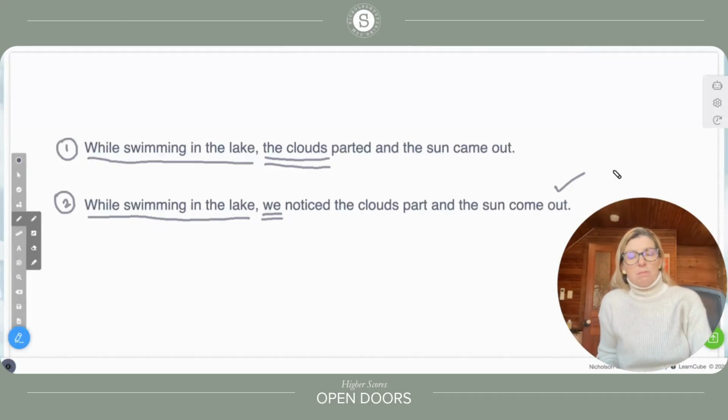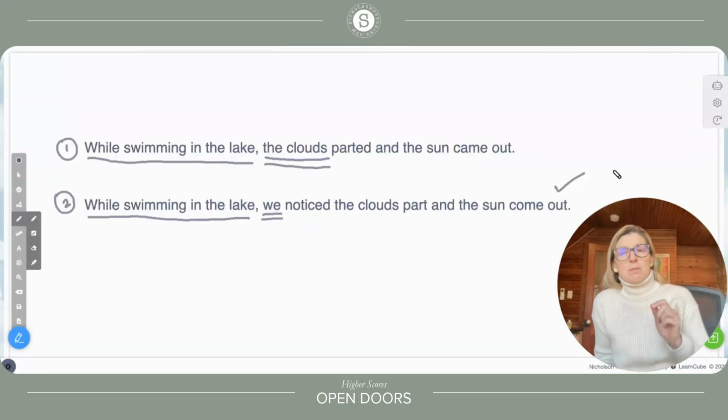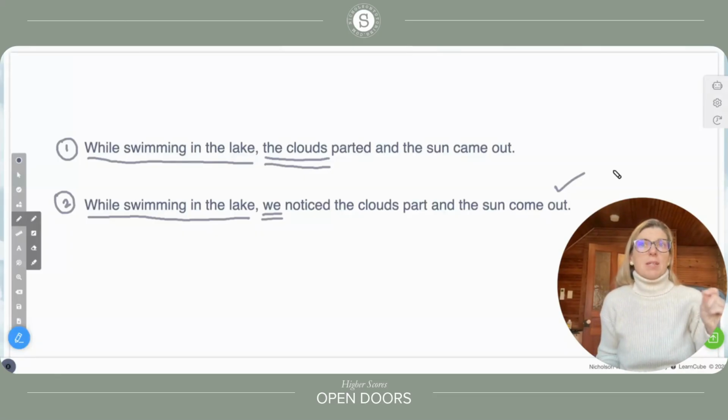Most students miss these errors, not because they think clouds are swimming in the lake, but students miss this because they don't even perceive it to be an error. All right. So that's the first thing, is understand that this is something that both SAT and ACT test.